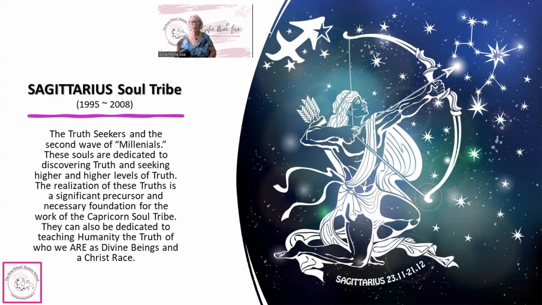The realization of these truths is a significant precursor and the necessary foundation for the work of the Capricorn soul tribe. These souls had to come in order for the next tribe to be able to come in and build on what this Sagittarius soul tribe is doing. They are also dedicated to teaching humanity the truth of who we are as divine beings and as a Christed race, a Christ race, okay?